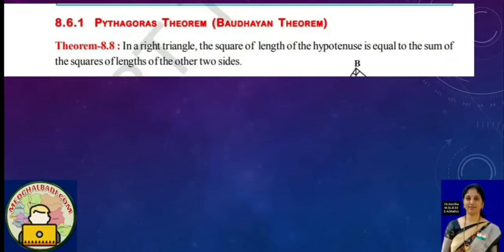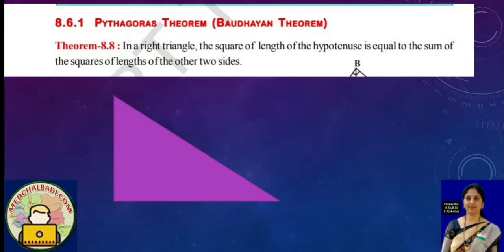Now we are discussing the Pythagoras theorem. This is also called the Baudhayana theorem. We already discussed this in similar triangles. Just recall that in a right triangle, the square of the length of the hypotenuse is equal to the sum of the squares of the lengths of the other two sides. This is the Pythagoras theorem.